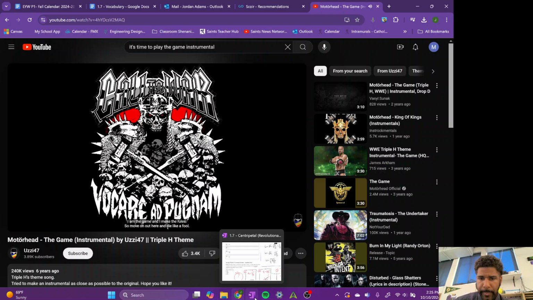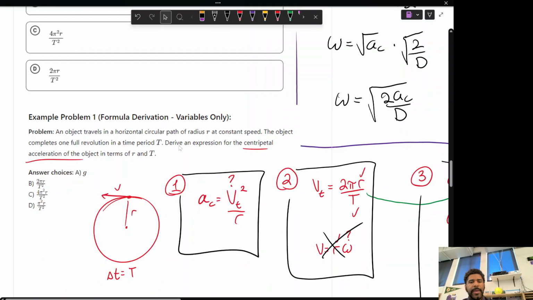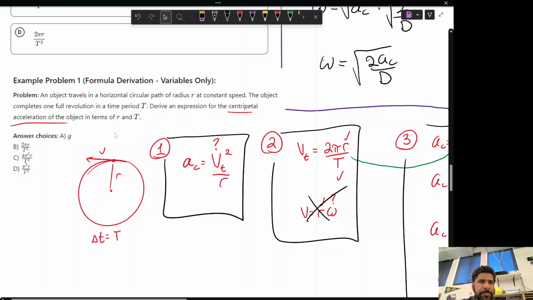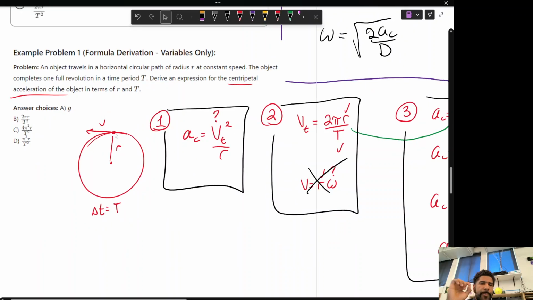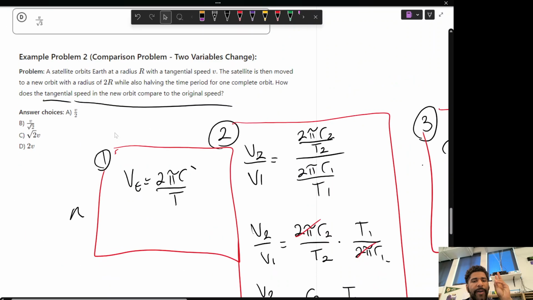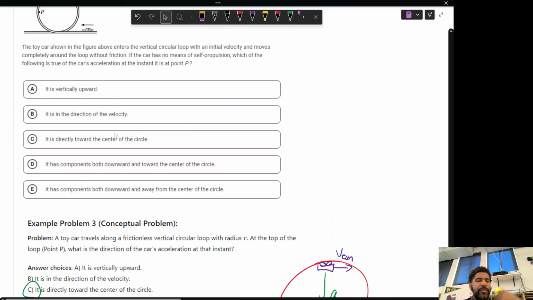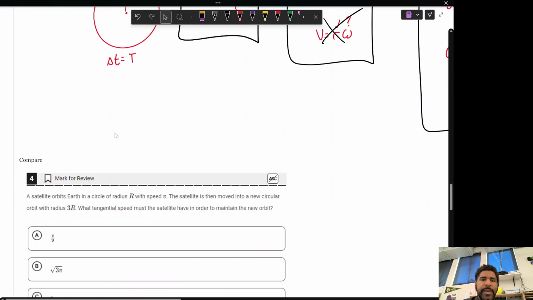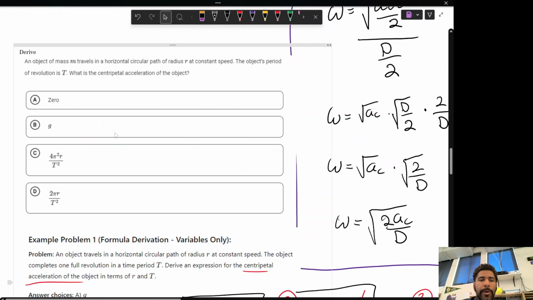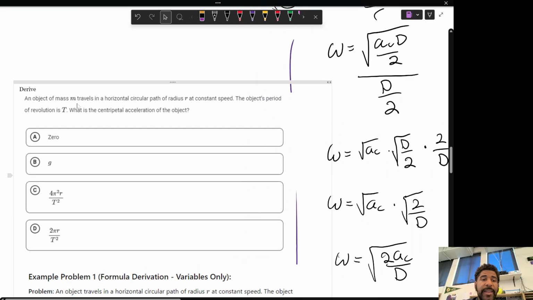So what we're going to be getting into is this problem right here. In centripetal motion, the first type of thing we'll have to do is derive a formula. The second is a comparison problem. And then third, we'll have to, of course, use some rules. So for the derivation of a formula, let's take a look at this one.